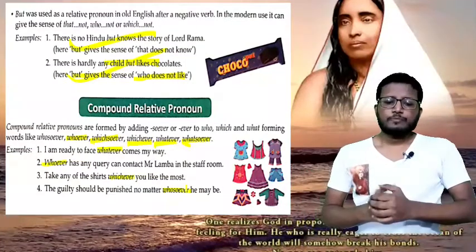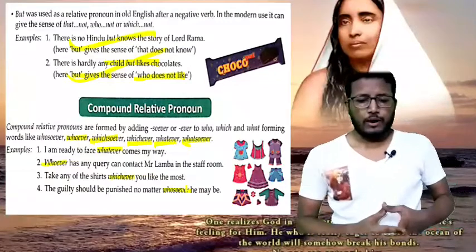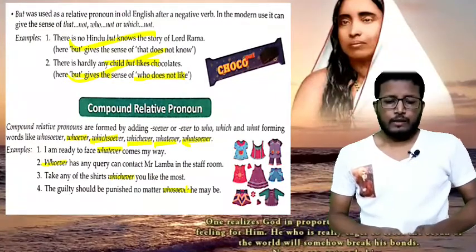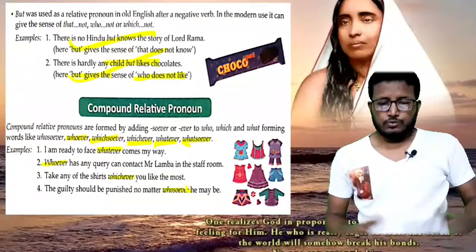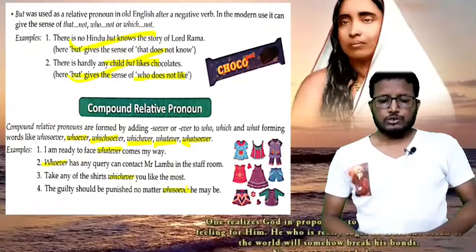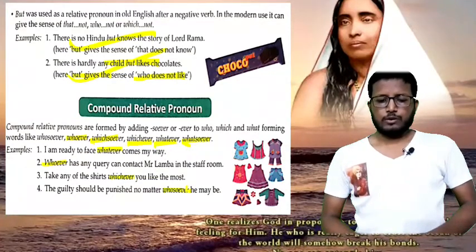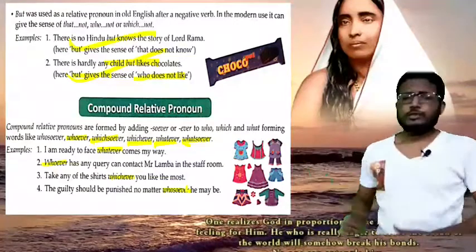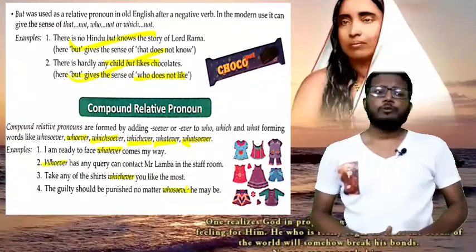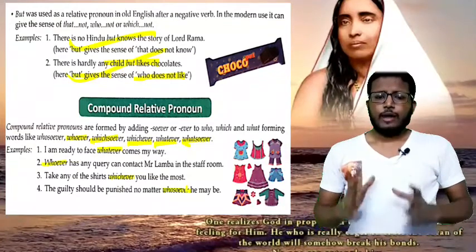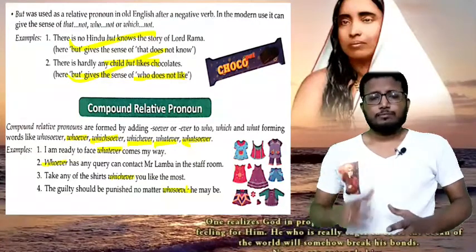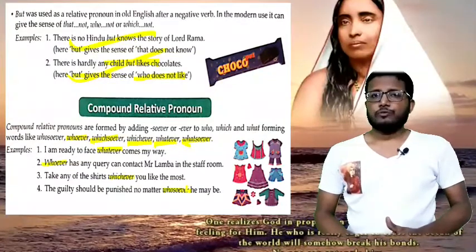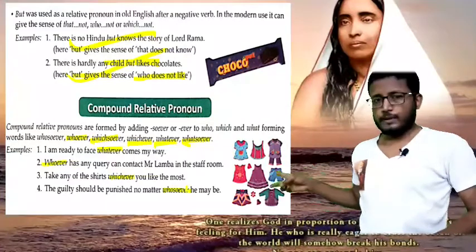Whoever has any query can contact Mr. Lumber in the staff room. Take any of the shirts whichever you like the most. And the guilty should be punished, no matter whoever he may be. So throughout these four examples we have seen the uses of compound relative pronouns that we use sometimes in the middle of the sentence and sometimes as the subject of a sentence.